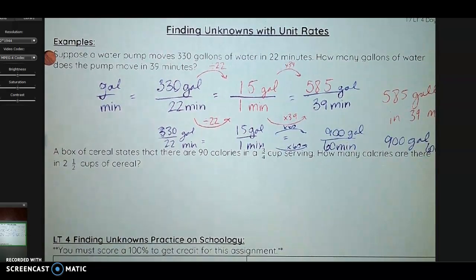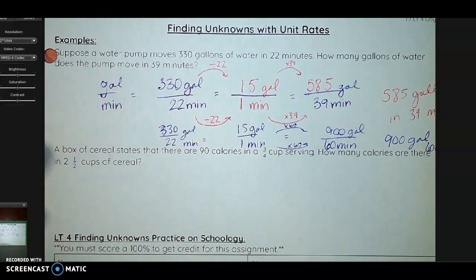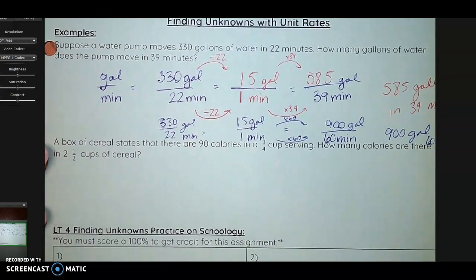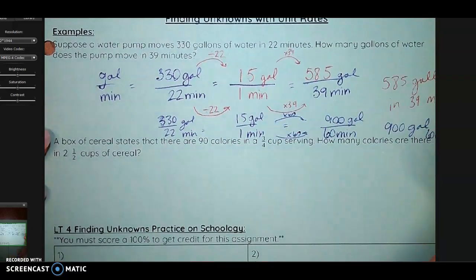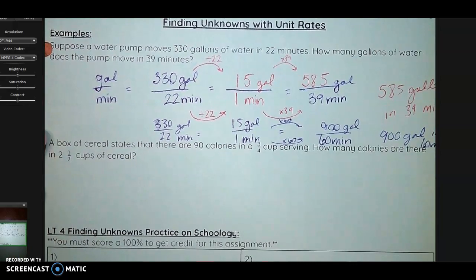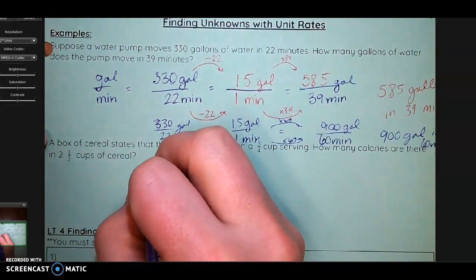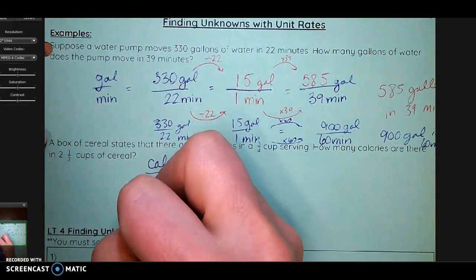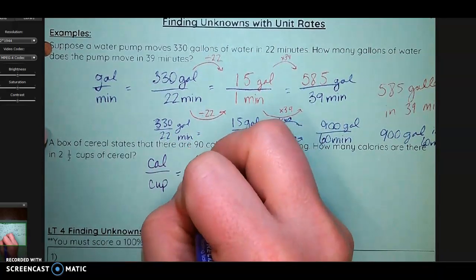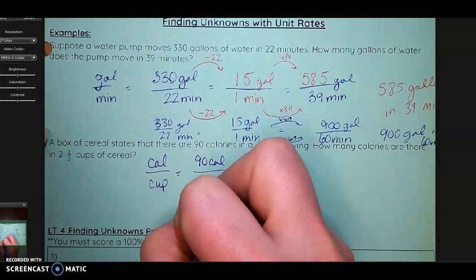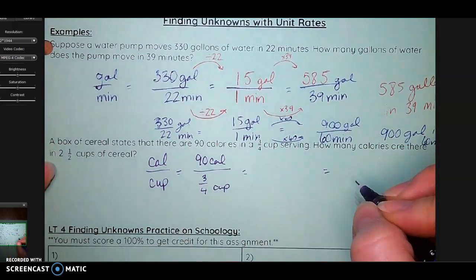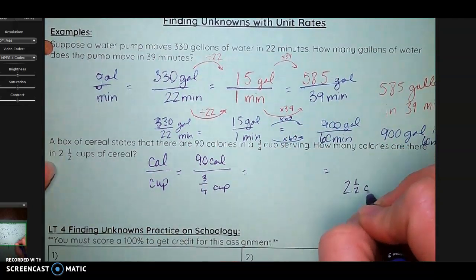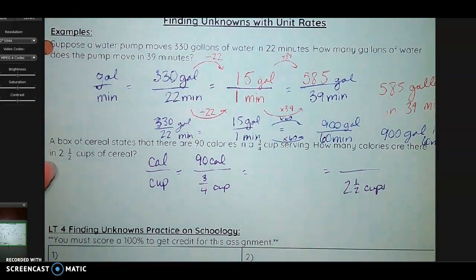The next one's a big pet peeve of mine. I hate when I go look at the calories on something. And so they give me 90 calories in 3/4 of a cup. I don't know about you, but I'm not going to sit there and measure out 3/4 of a cup, but I might measure out 1 cup. So I'm going to figure out how many calories per cup. Well, right now I know it's 90 calories in 3/4 of a cup. And this person actually wants to eat 2.5 cups. That is a lot of cereal, if you ever measure that out.